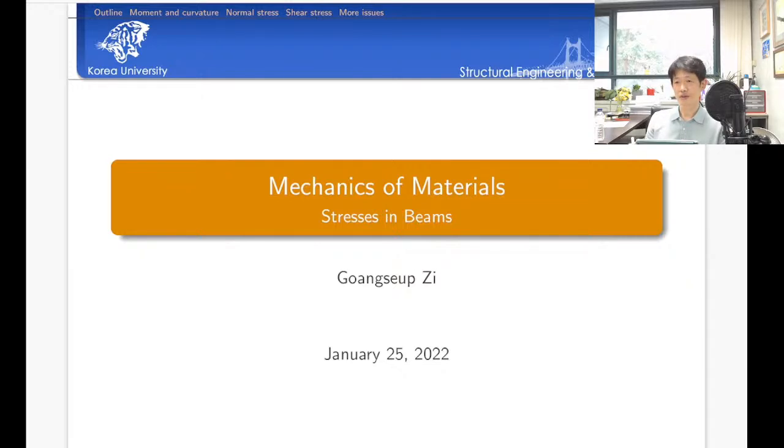So do you have any questions before we start today's lecture regarding the shear force diagram and the bending moment diagram? No questions? 수연이, 장수현, do you have any questions? How about 지수, 강지수, 경표는?